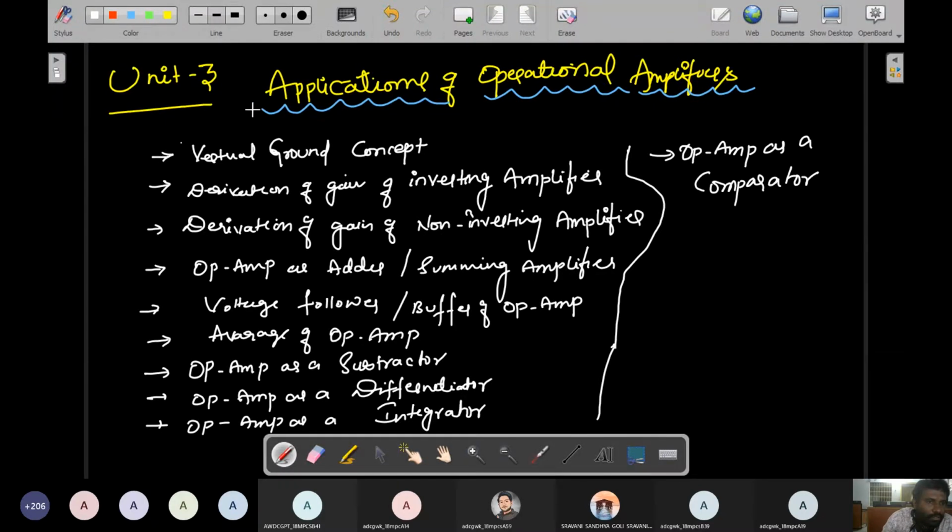Now we discuss the virtual ground concept, and we see what the virtual ground concept is. If you know the virtual ground concept, then only you can understand all these derivations. So it is a very important concept.